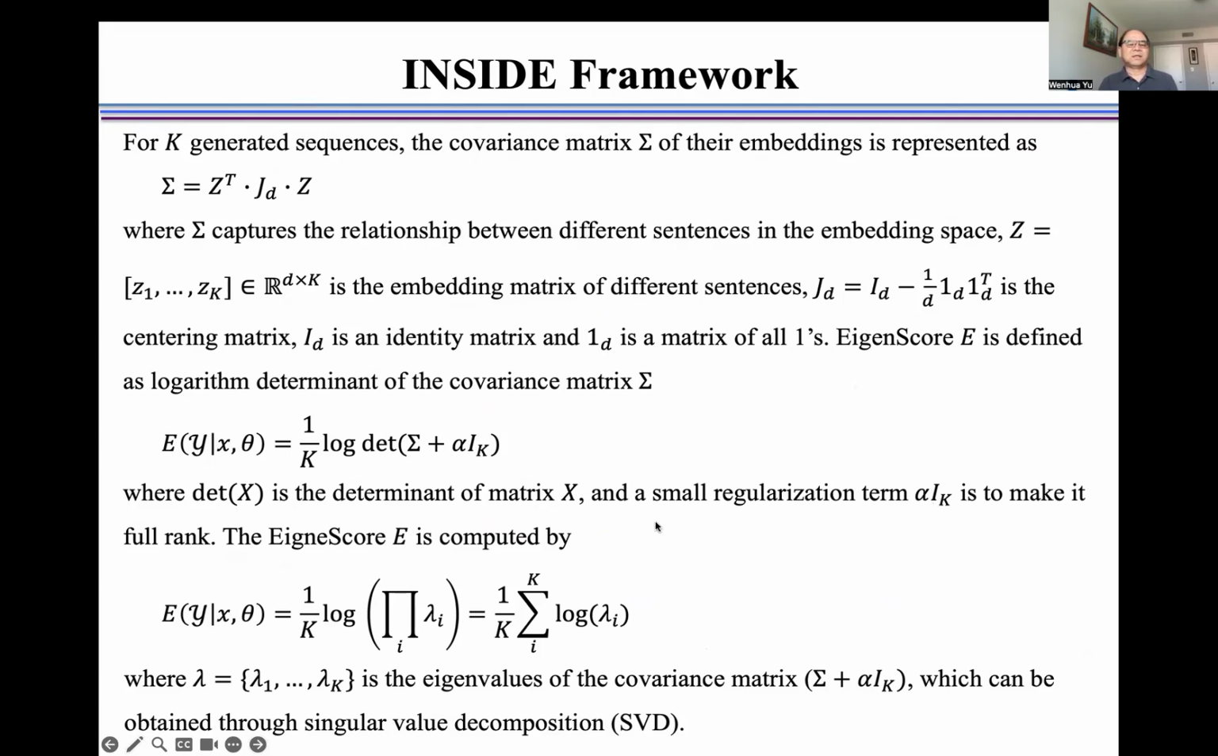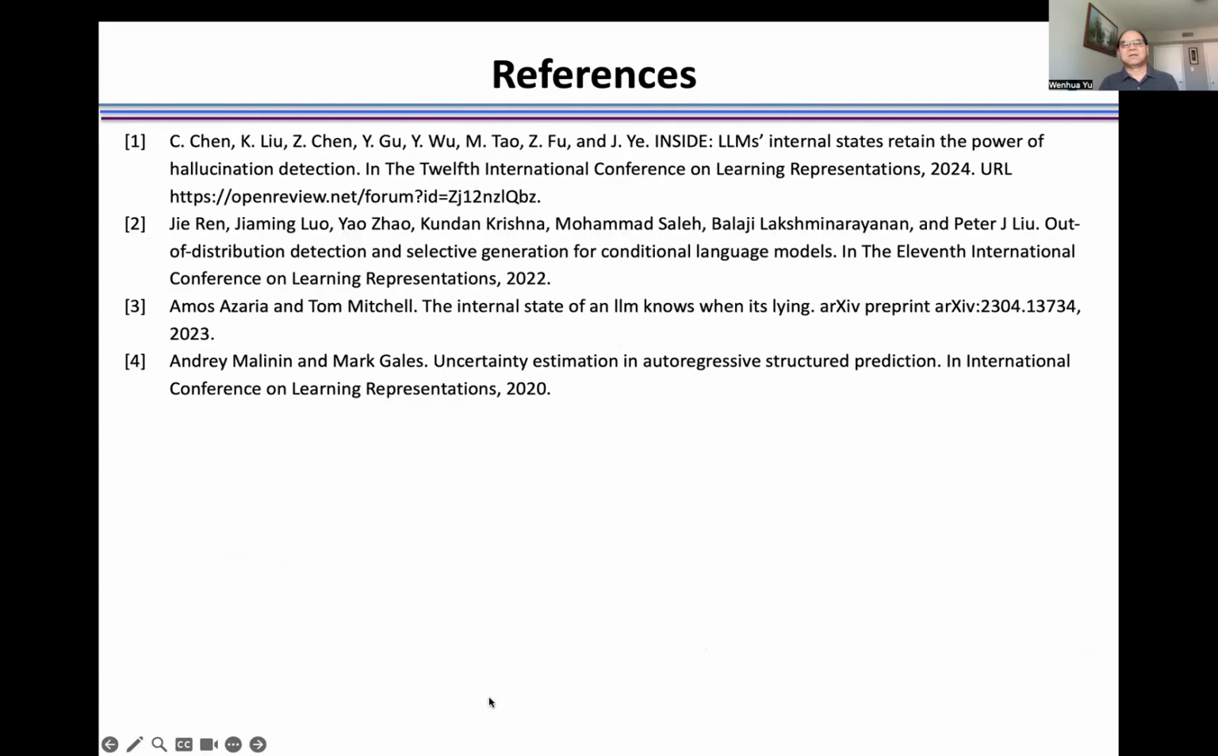The EigenScore E is computed by using the eigenvalues lambda_i, where lambda is the eigenvalues of the covariance matrix, which can be obtained through singular value decomposition. For more details, please check these references.